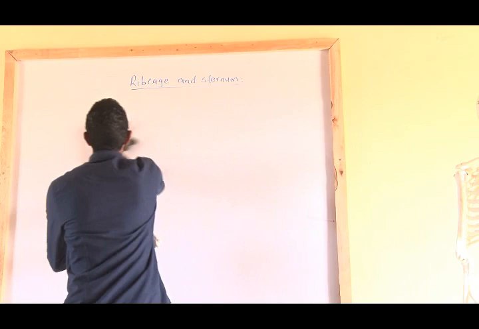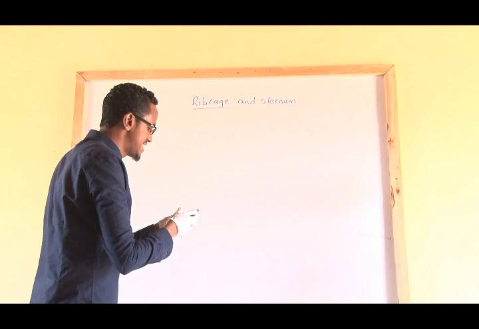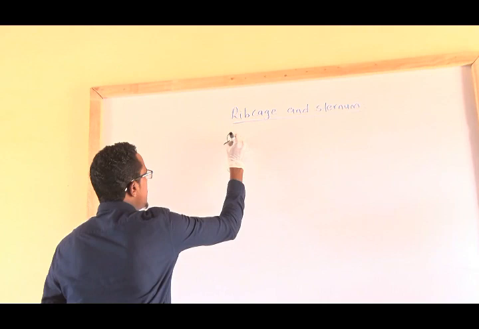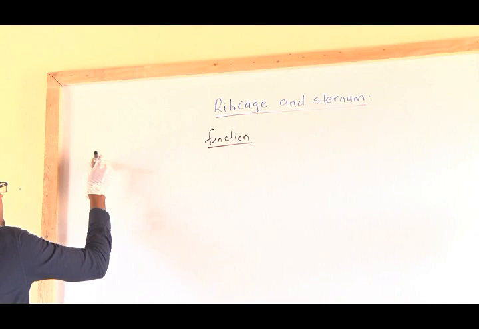For today, my lesson is all about the rib cage and the sternum. What are they? I will start with function. What is the function of the rib cage and the sternum? One, production of red blood cells.